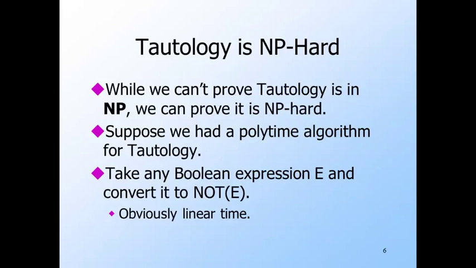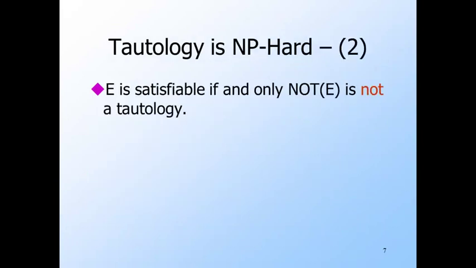For the proof, suppose there is a polytime algorithm for the tautology problem. Then given a Boolean expression E, convert it to not E, which takes only linear time since all we have to do is add not and a pair of parentheses. Now notice that E is satisfiable if and only if not E is not a tautology.